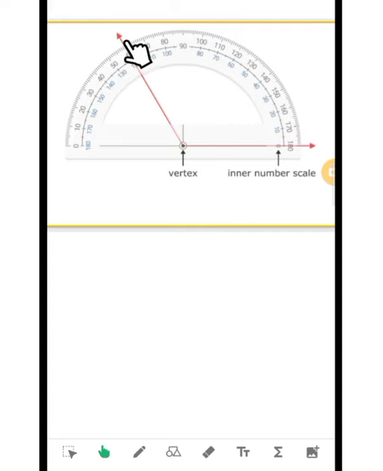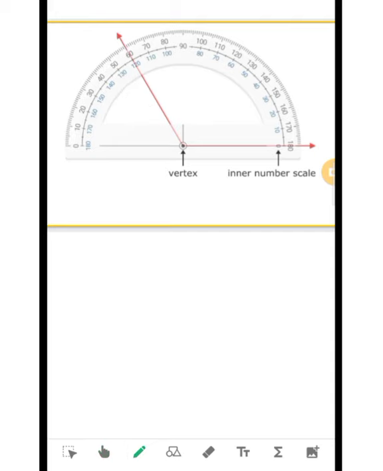So let us see here. This gives the measure of the angle. So can you tell me now, what's the measure of this angle? Yes, 120 it was showing, no? 120. That we have to write.